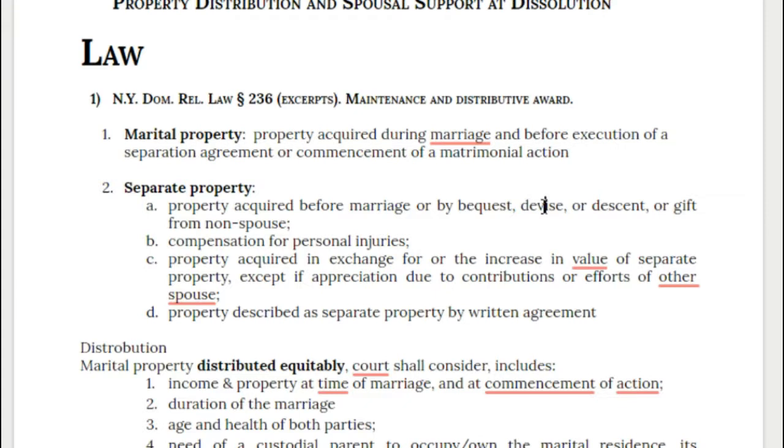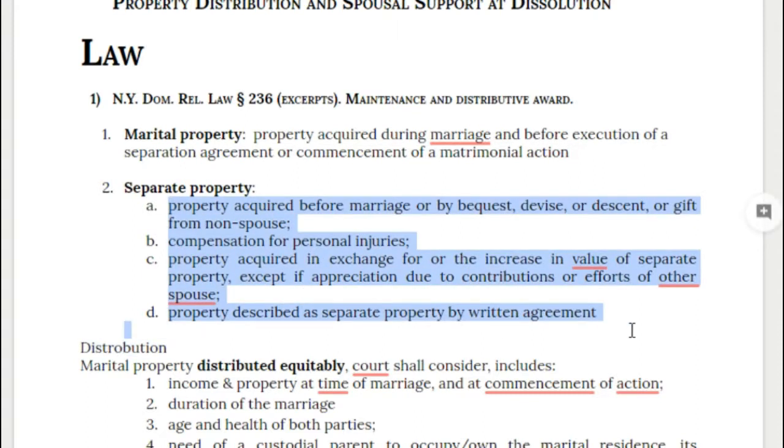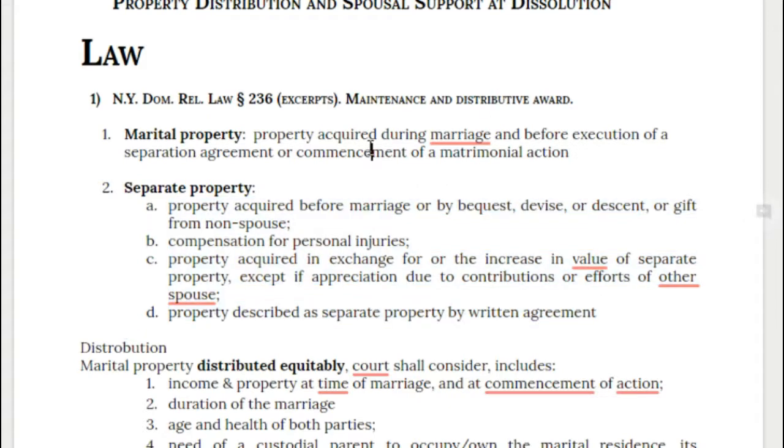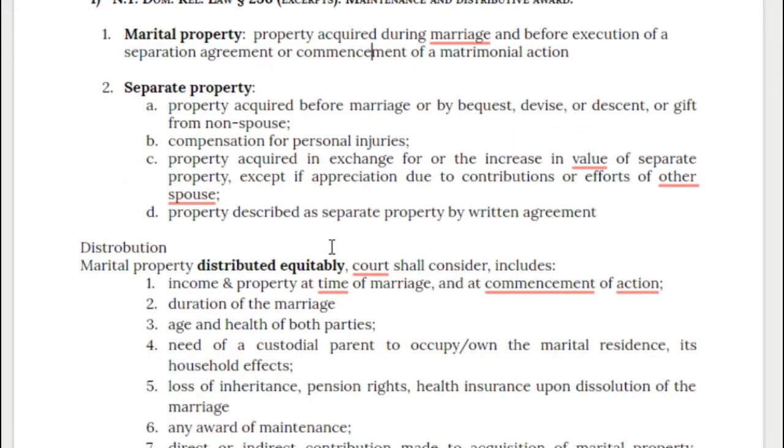So this is going to be very important, it seems to be, when we're talking about who gets what after a marriage is ended. Why something would be defined as marital property, and what specifically would be defined as separate property. And some of the things that are defined as separate property are the property acquired before the marriage, or by bequest, devise, descent, or gift from a non-spouse, compensation for personal injuries. So here's the list. So if any of the property falls into one of these categories, it's going to be deemed separate, or if it falls into this category, it's going to be marital property.